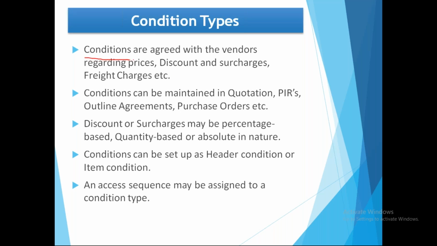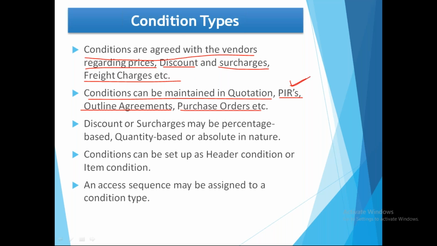So conditions are agreed with the vendors regarding prices, discounts and surcharges and freight charges, etc. These conditions can be maintained in quotations, purchase info records, outline agreements and purchase orders. Try to recollect our purchase information record class. There we entered conditions. Okay, so they can be maintained in all these places. So sometimes discounts or surcharges may be percentage based, quantity based or absolute in nature.